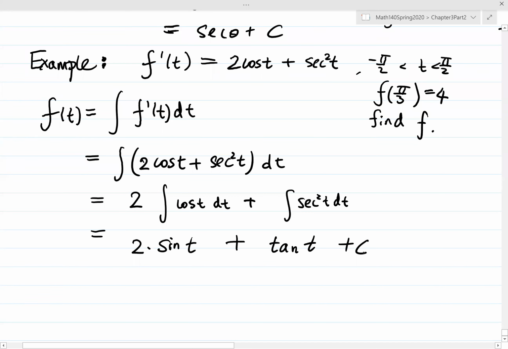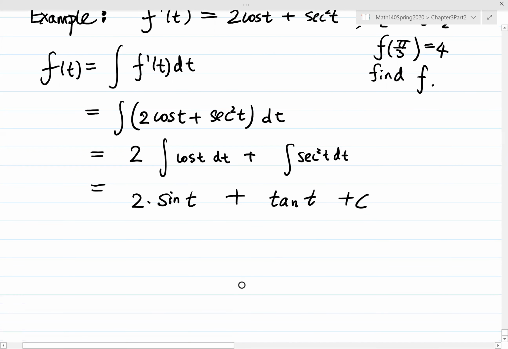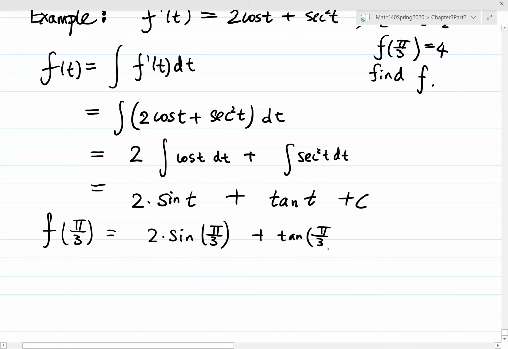Now, if we have more information about the function f, then we can determine the constant c. Here we have a special function value at pi over 3. Then we plug in t equals pi over 3. So f of pi over 3, plugging in the special value, we get 2 sine pi over 3 plus tangent pi over 3 plus c. The thing is 4.